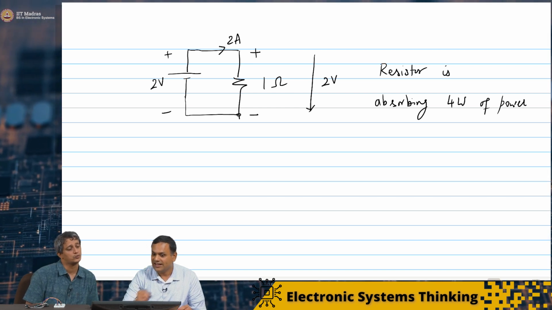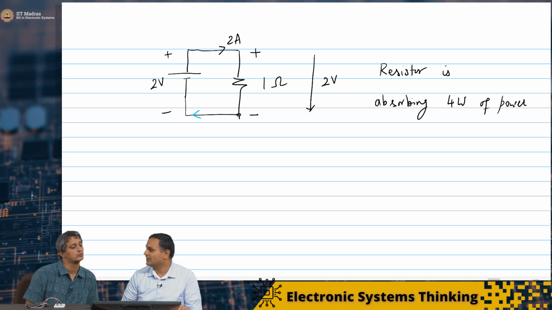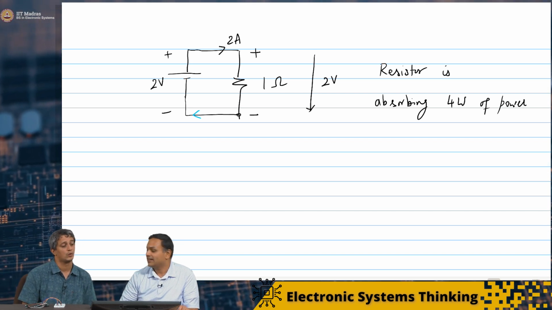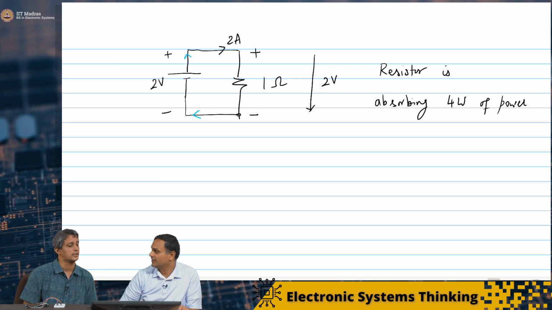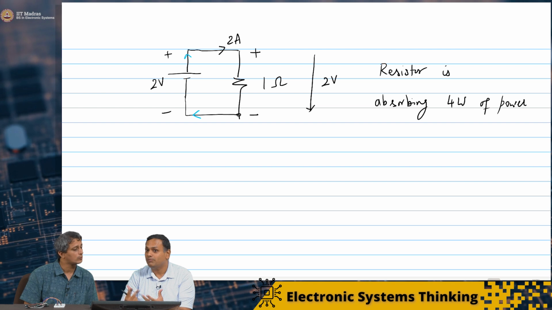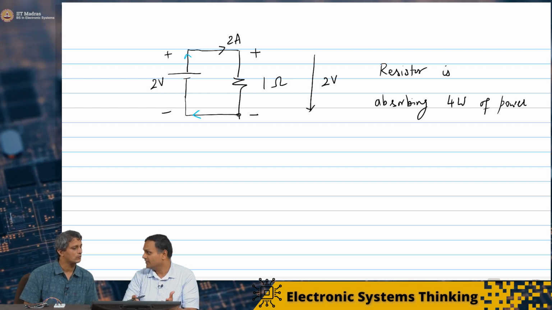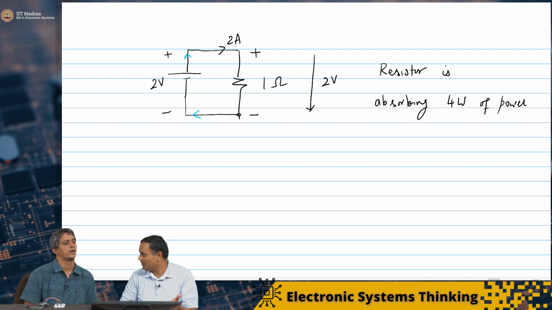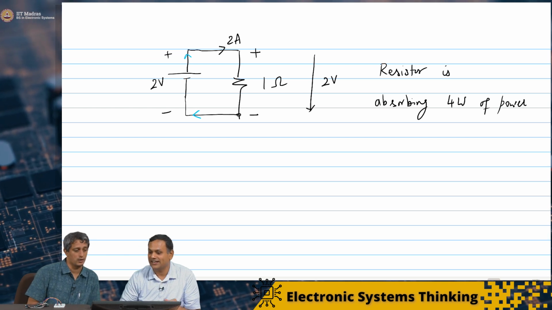in the case of the 2-volt battery, the current is actually entering the negative terminal and leaving the positive terminal. So the power absorbed by the 2-volt source is negative, which indicates that it's actually delivering power.